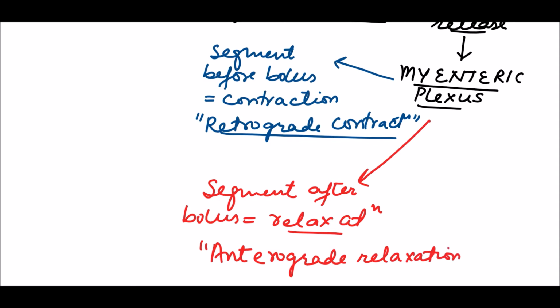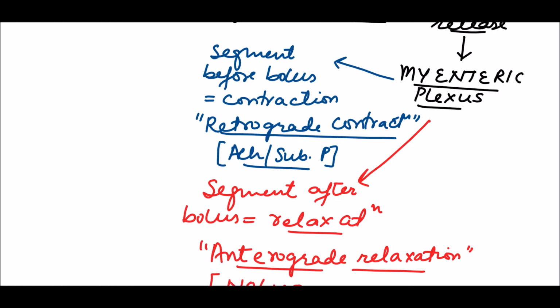Now let us write the different neurotransmitters which are involved. The neurotransmitters responsible for retrograde contraction are acetylcholine and substance P. And for anterograde relaxation, we have, obviously, the inhibitory neurotransmitters. These are nitric oxide and vasoactive intestinal peptide, VIP. These are released by the neurons of the myenteric plexus. The excitatory neurons release acetylcholine and substance P, and the inhibitory neurons release nitric oxide and vasoactive intestinal peptide.